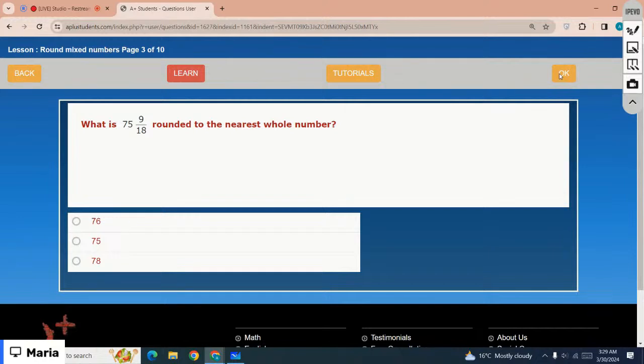What is 75 whole 9 by 18 rounded to the nearest whole number? Which is the correct option? 9 by 18 is exactly equal to half, right? So that means you need to round up, which is the correct option.